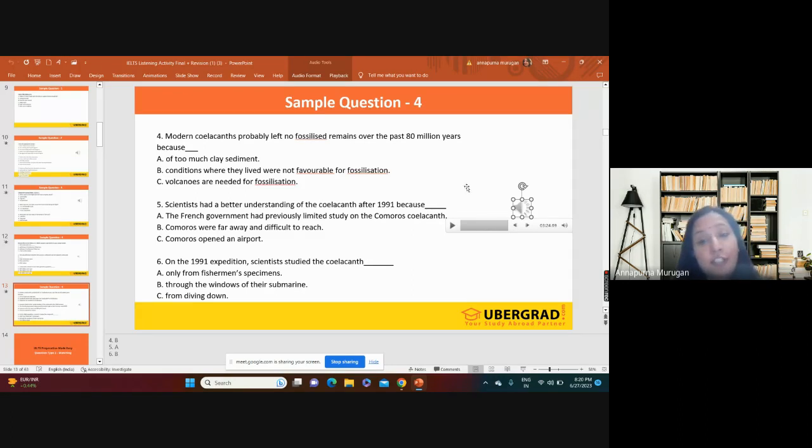So now the fifth question is what? Scientists had a better understanding only when the French government lifted the ban on studying the Comoros coelacanth, isn't it? That means when they were allowed to do research on it, when they lifted the ban, they got the better understanding.